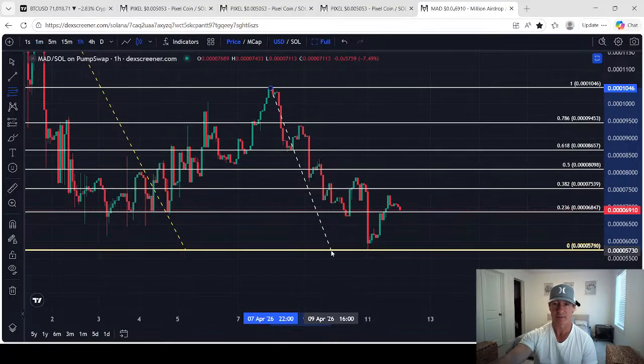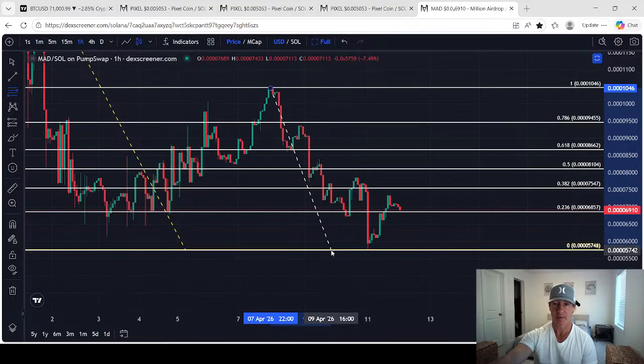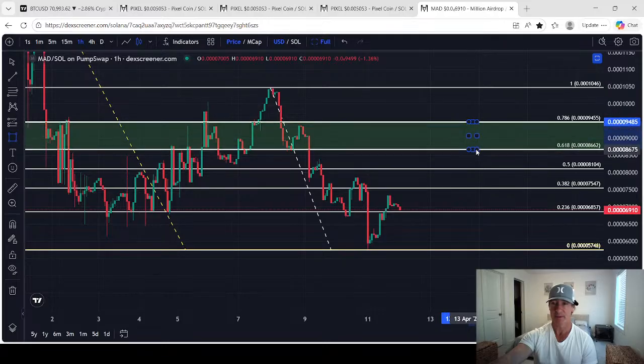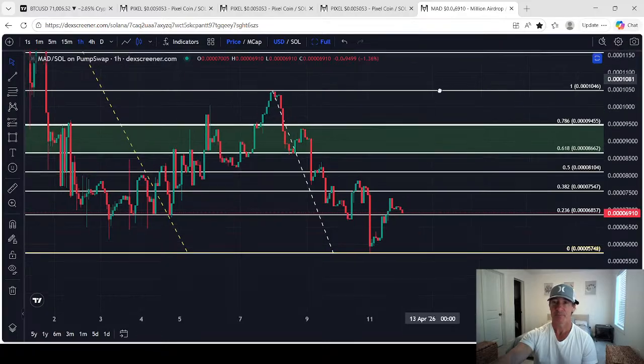We bounced. And then you have this 786, 618 right here. So that'd be your first stop. If this bounce holds, trying to hold the 236, bounce up. So the first target would be the 786, 0.409455 and the 618 at 0.408662.